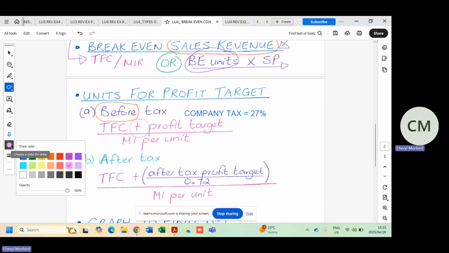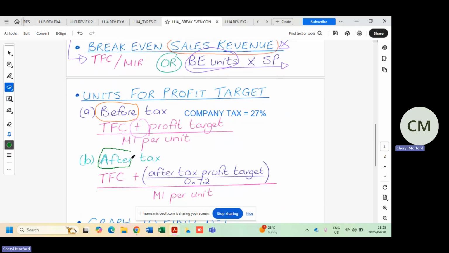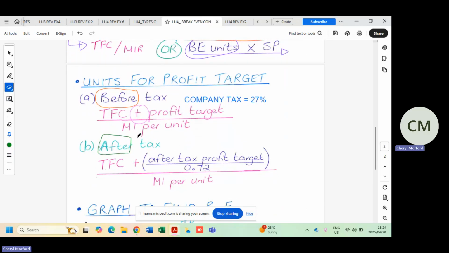What should we do in the event of them giving us a profit target, but it is after tax? We need to convert it to before tax. So how will we do this? Shown you over here. Because the after-tax profit amounts to 100% less the 27%. I've just remembered over here, sorry, since I've made these notes, this would now change. Let me just make a quick correction over here.